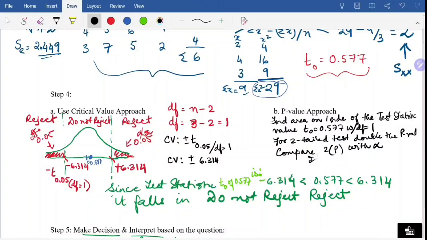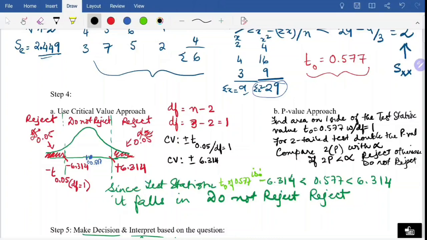So if p is less than alpha, then reject, otherwise do not reject. So that's the process.